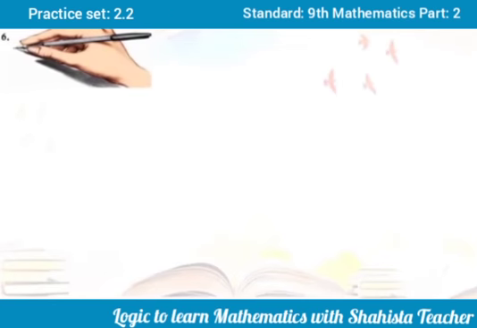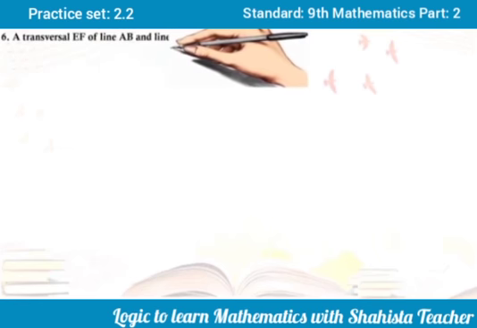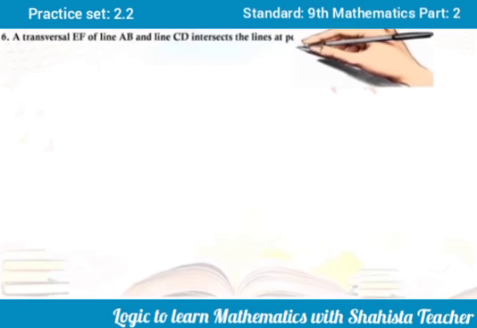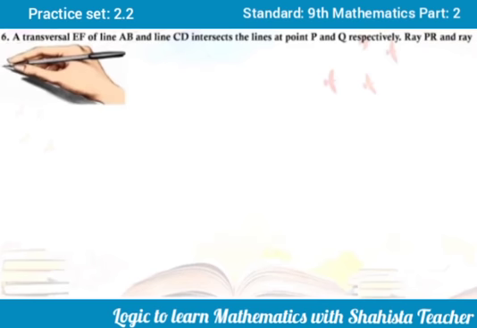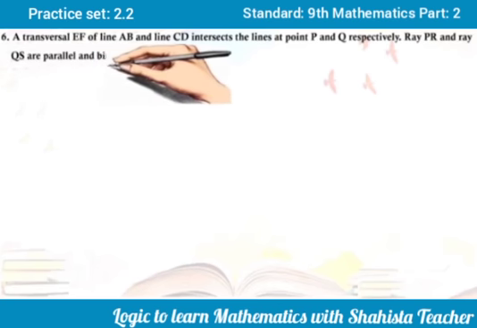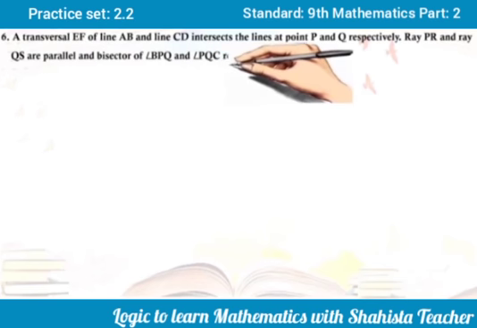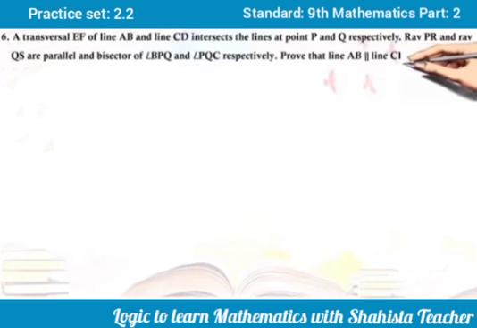Question number 6 says that a transversal EF of line AB and line CD intersects the lines at points P and Q respectively, where ray PR and ray QS are parallel and bisectors of angle BPQ and angle PQC respectively. Here we have to prove that line AB is parallel to line CD.